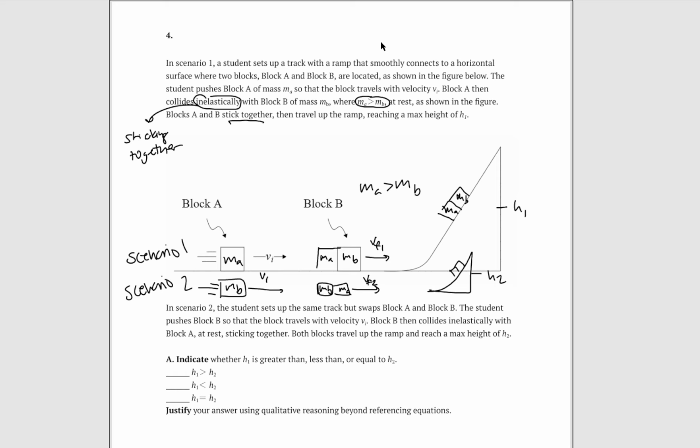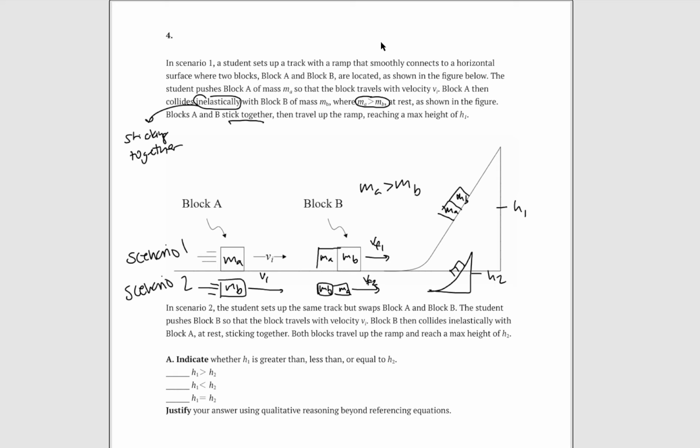So now that we've put the words of the problem into the picture, let's go on to part A. Indicate whether h1 is greater than, less than, or equal to h2. And then we have to justify our reasoning. So in this one, what's the difference in the problem? There's one key difference between these two scenarios. It's that the masses of the blocks are different and that they're swapped.